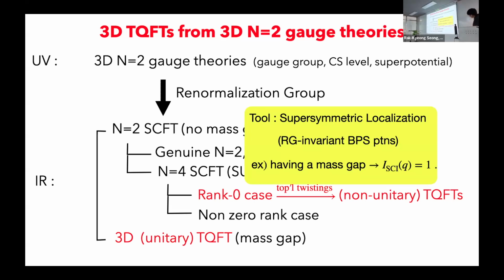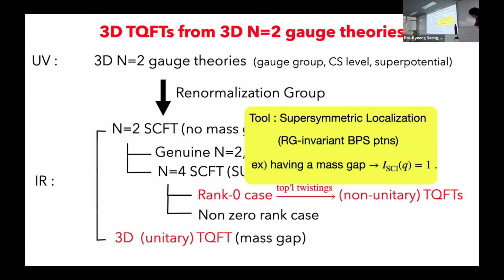One technical thing is that in general, tracking the renormalization group flow is very difficult. But for supersymmetric cases, thanks to the so-called supersymmetric localization, which computes RG invariant partition functions, we can keep track of the renormalization group flow for the supersymmetric N=4 theory. Using this technique, we can check whether a given N=4 theory flows to a mass gap or not.